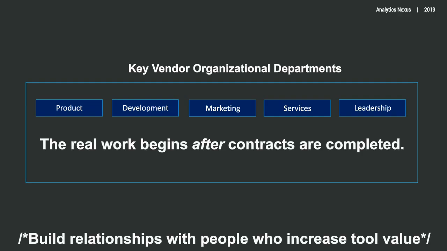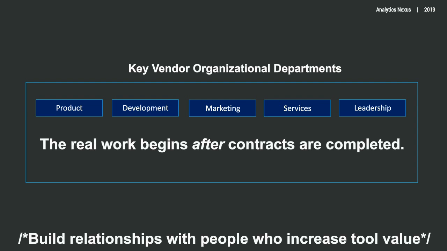One thing I've noticed as I've evolved my team is the importance of driving and improving vendor relationships. Oftentimes, the real work begins once a deal is closed and contracts are finalized, and that real work is really the effort of building relationships with people who can help you increase the tool value that you're delivering. If you look at the key vendor organizational departments you're going to be interfacing with, it's probably going to look a lot like the departments we've been talking about today: product, development, marketing, services, leadership, and management.